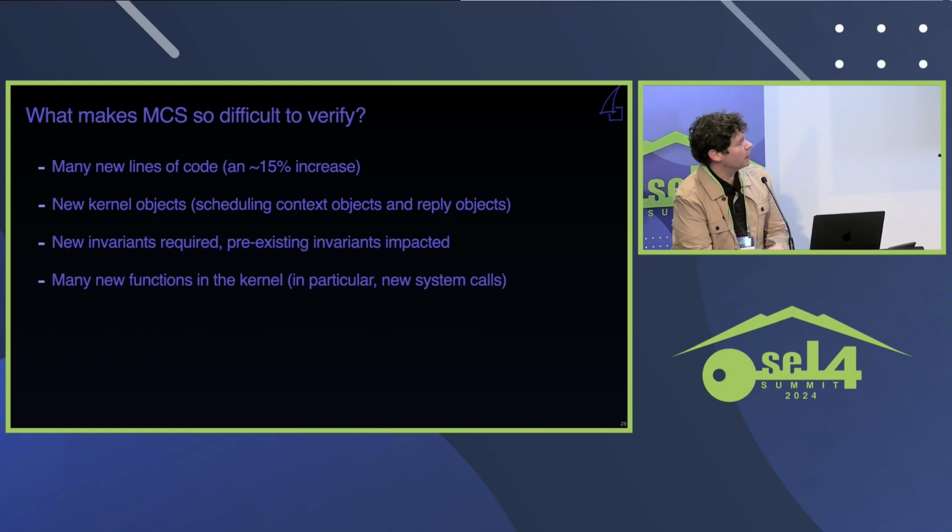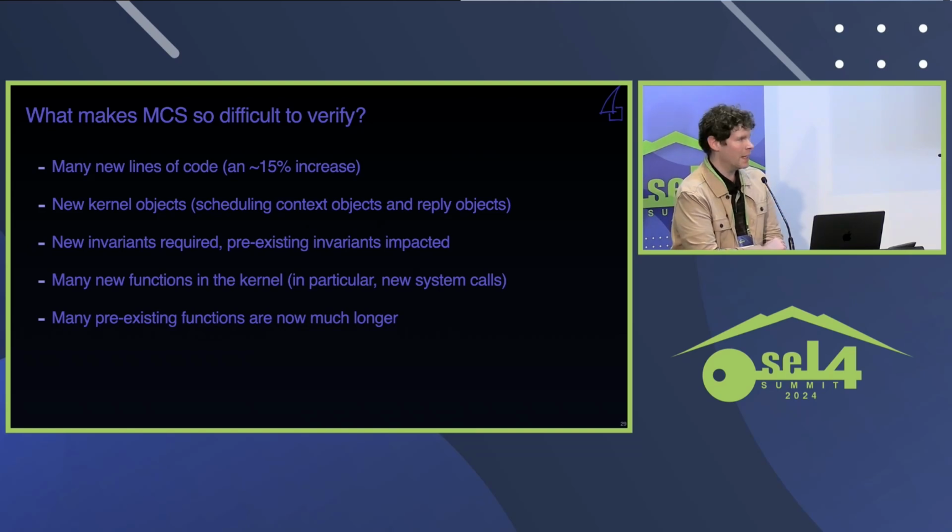So all this new functionality needs to be carried out by many new functions in the kernel. So I think it was like 500 or so functions in the original kernel. Now we have many more. And in particular, we've got new system calls that the users can make. And many pre-existing functions are now much longer. So that makes verification more difficult. Longer functions mean that it can be more difficult to show that the functions preserve the nice properties of the system. And in all the three different specifications we have to make sure that all these functions line up nicely, carrying out the same kind of thing. So that makes our job a little bit tougher there as well.